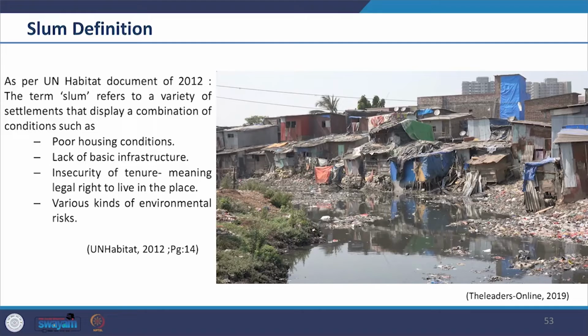In the table here, we can see how they are targeting to achieve the SDG 11.1 goal. They indicate the baseline value and the targets for 2030. Now let us try to understand the term slum. As per the UN Habitat documents of 2012, the term slum refers to a variety of settlements that display a combination of conditions such as poor housing conditions, lack of basic infrastructure, insecurity of tenure, meaning they do not have the legal right to live in the place in which they are living, and various kinds of environmental risk in the place where they live.